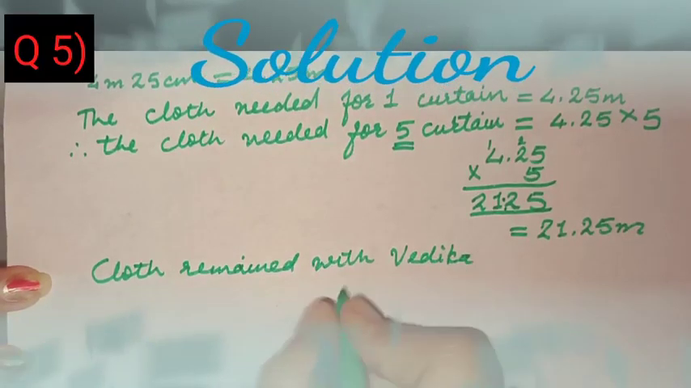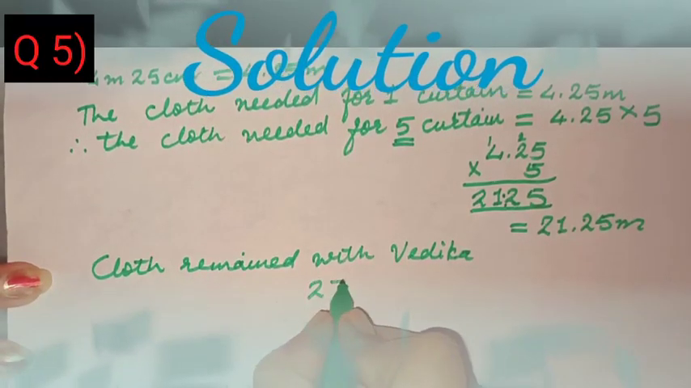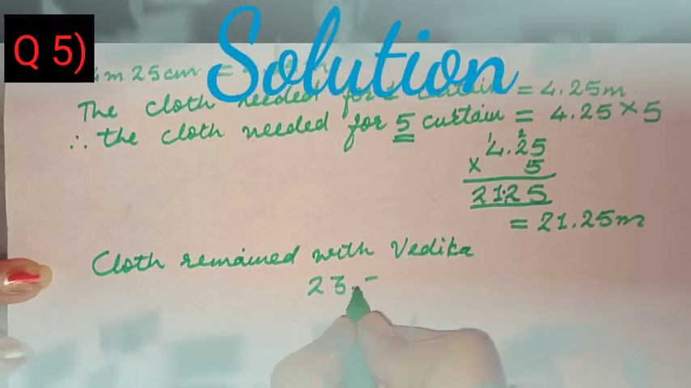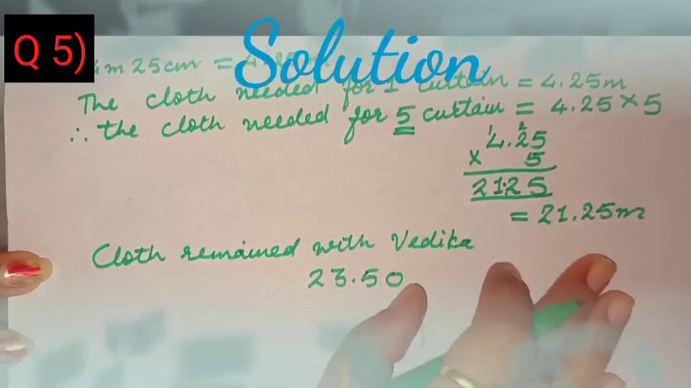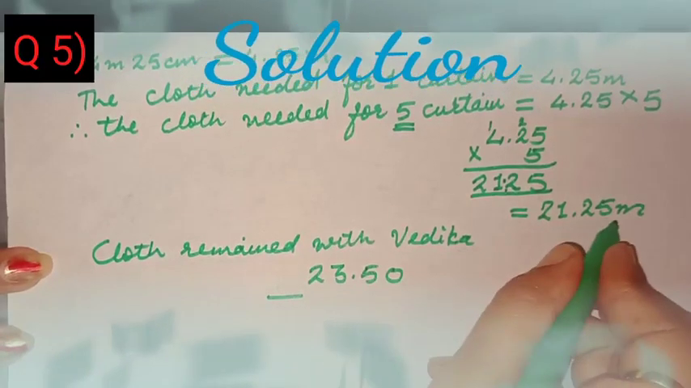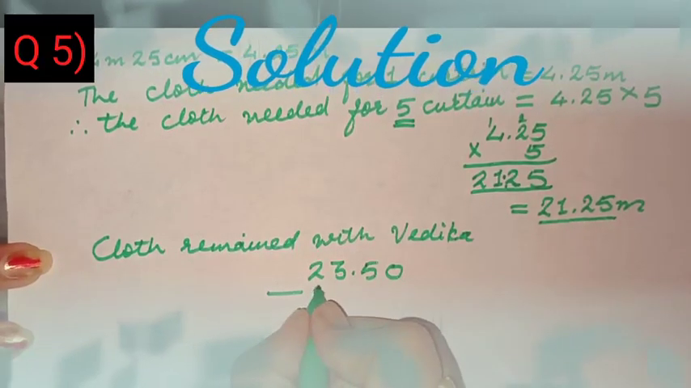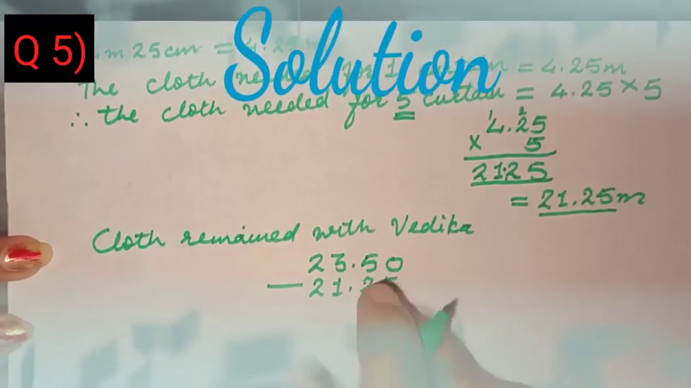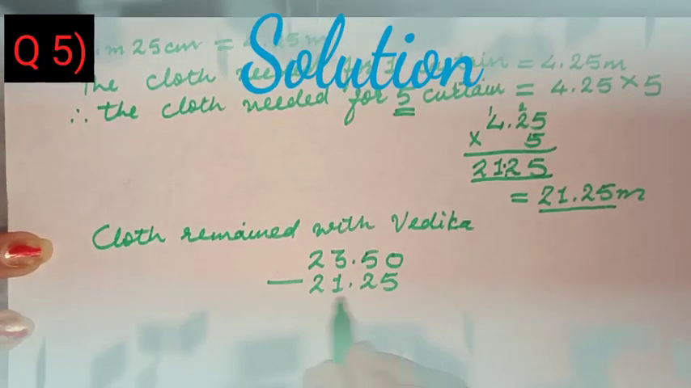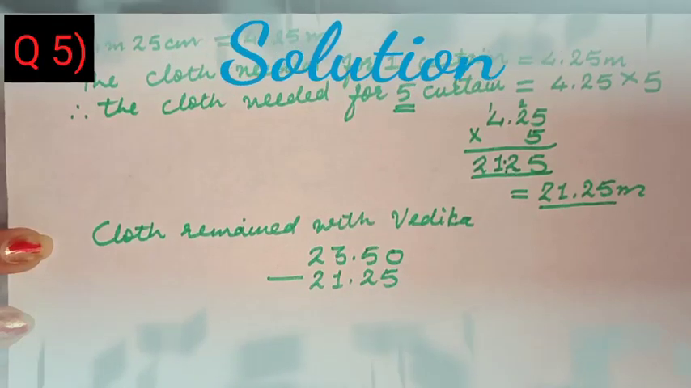What we'll do here? How much was she having? 23.50, right? 25.5 meter she was having with her. We'll subtract how much she used for the curtain. So 21.25. Okay, this much cloth she was having, and this much she will need to make the 5 curtains.